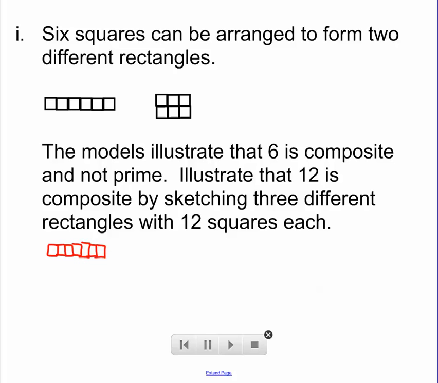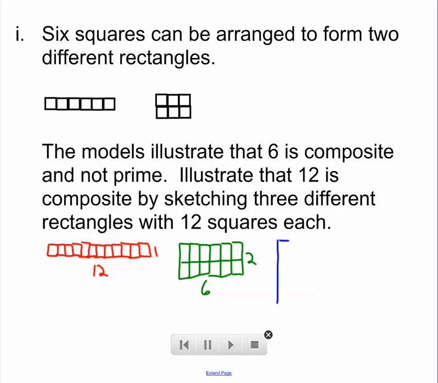Here's my 12 by 1 rectangle. Not the prettiest rectangle ever. Okay, 12 is also divisible by 2, so I'll make a 2 by 6 rectangle. And 12 is also divisible by 3, so I'll make a 3 by 4 rectangle. If you can ever make more than a rectangle that is just 1 unit high, then that means the number is composite. If the only rectangle you can make is one that is 1 unit high, that means it's a prime number.